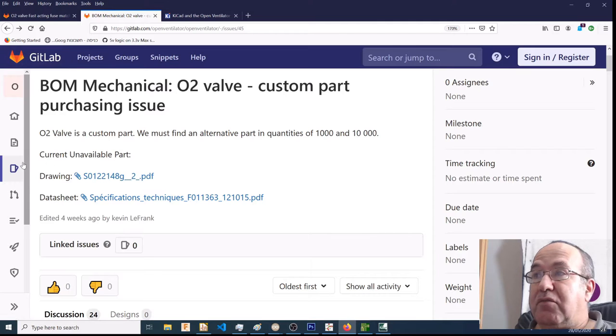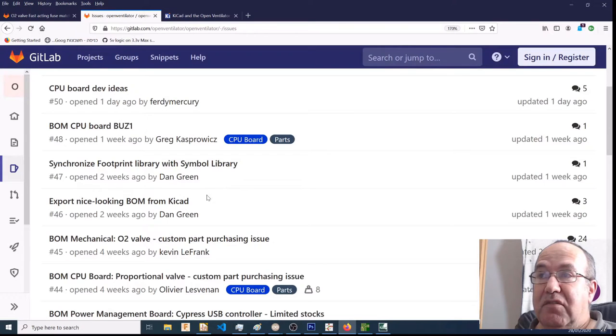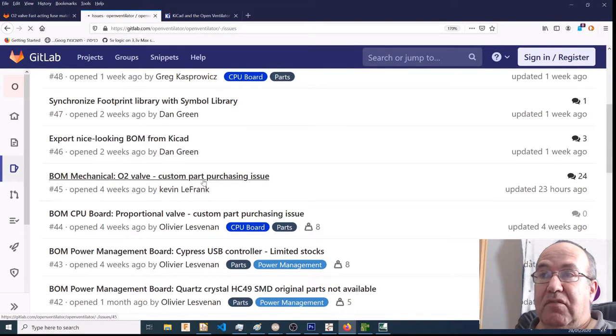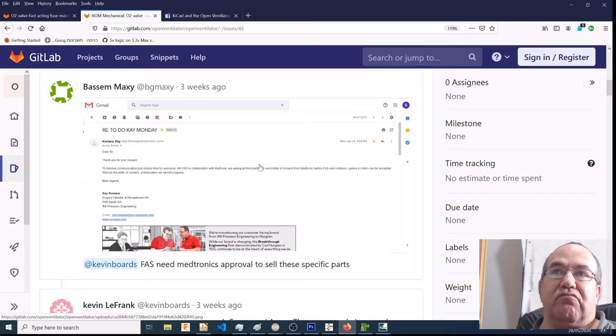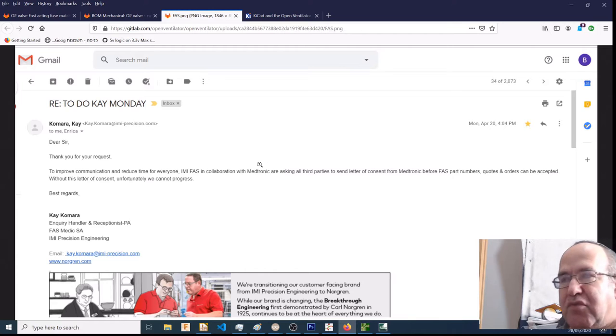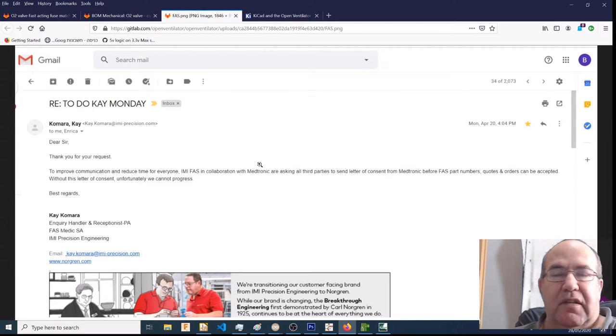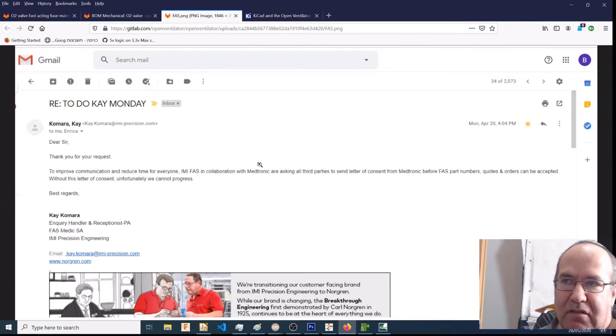If we go to issues, one can see that the supplier is not prepared to supply any third party with this valve, and it is a problem, without the direct approval from Medtronic.